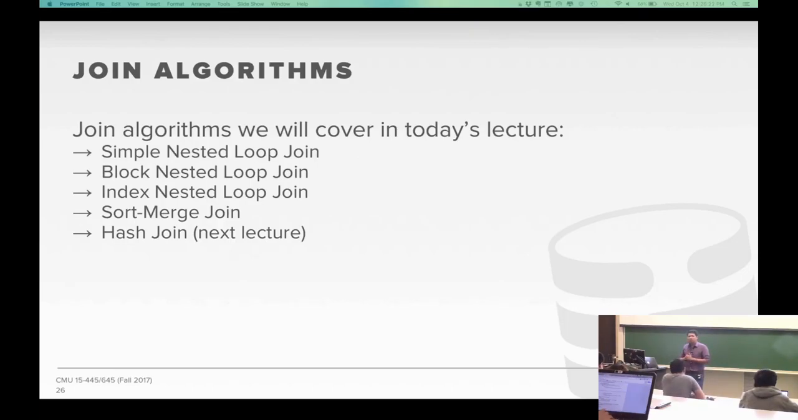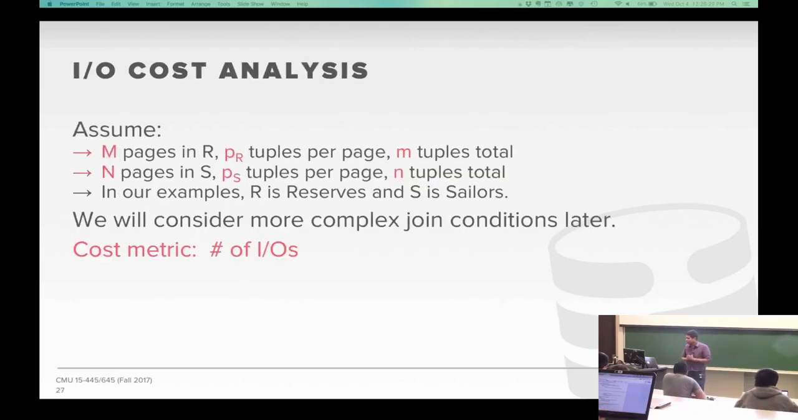Before we move on to the algorithms, I will set up the problem so that we can do some I/O cost analysis. Assume that the first table, the Reserves table, contains M pages, with pr tuples per page, and m is the total number of tuples in that table. In the same way, there are N pages in the Sailors table, ps tuples per page, and in total there are n tuples in the Sailors table.